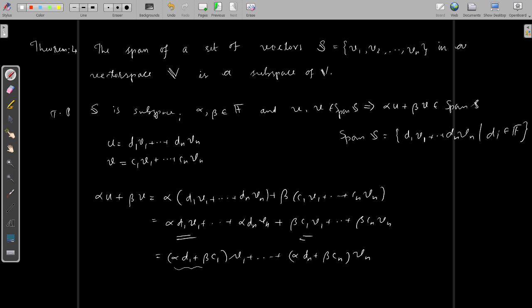Okay, so this is again a linear combination. We can put these values as some e1, e2, etc. So this is e1 times v1 plus etc. en times vn. Obviously this is an element of span of S. We have already discussed a couple of characterizations of subspaces, and this is one among them. Alpha u plus beta v belongs to span of S implies span of S is a subspace. Okay, this proves theorem 4.